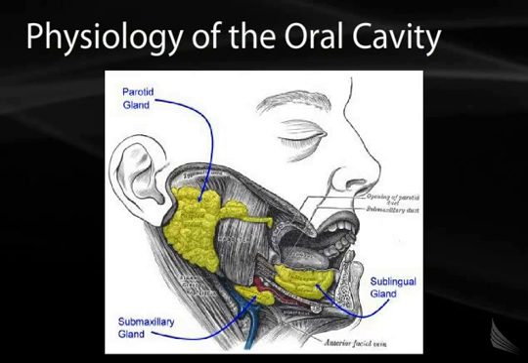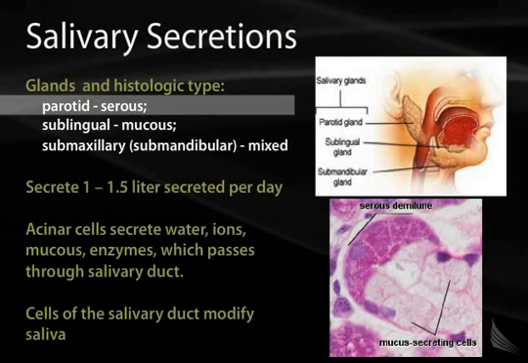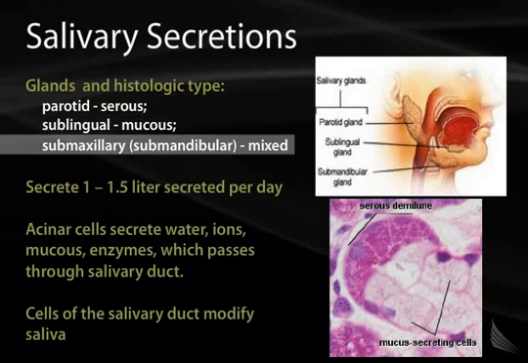There are 3 salivary glands, namely the parotid gland, the submaxillary or submandibular gland, and the sublingual gland. These glands have different histological types. The parotid gland is mainly a serous gland, sublingual gland is mainly mucus, and the submaxillary or submandibular gland is a mixed gland with both serous and mucus production.